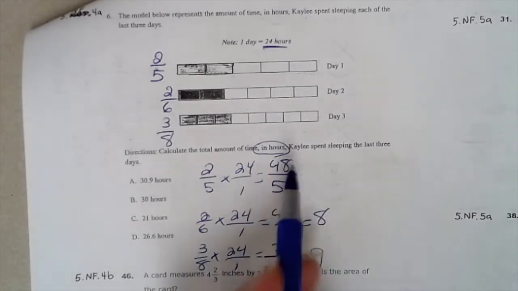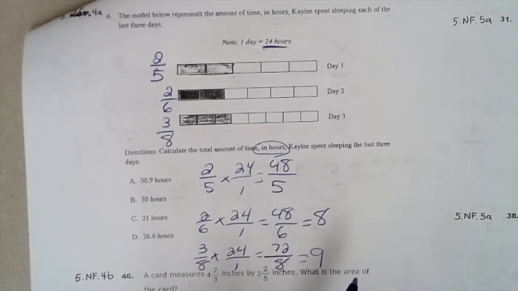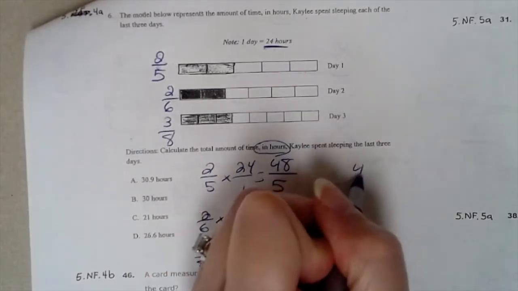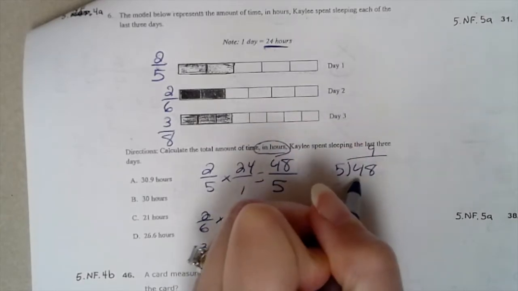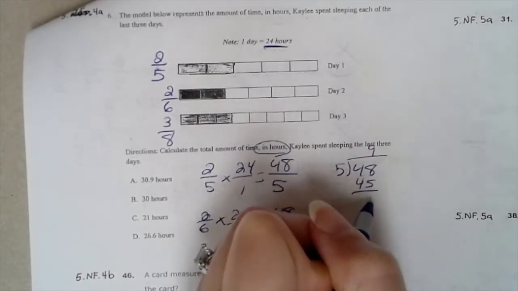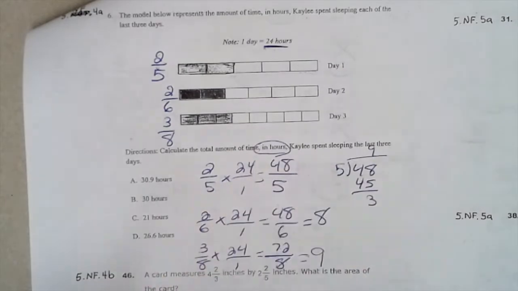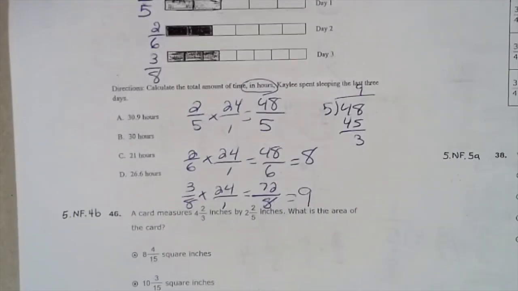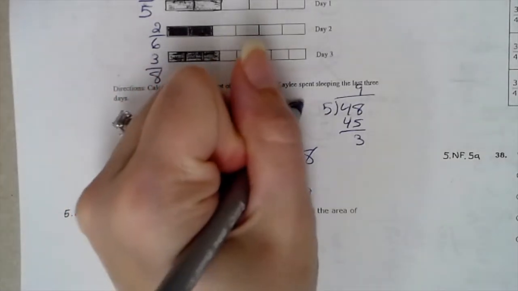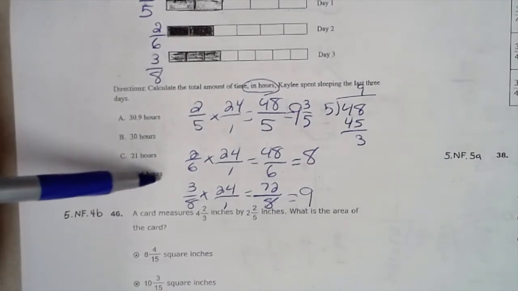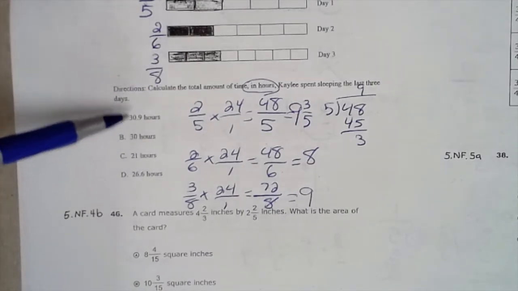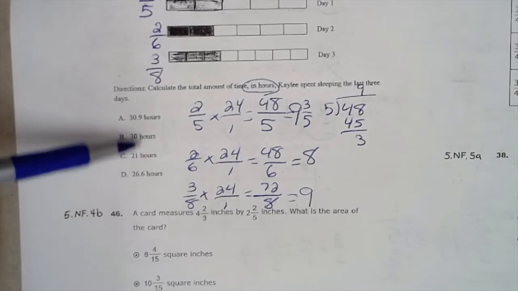But 48 divided by 5. So 48 divided by 5 is 9 with 3 left over. So normally we would write that as a fraction. We would write 9 and 3/5. But if we look at our answer choices, they are either whole numbers or they're decimals.